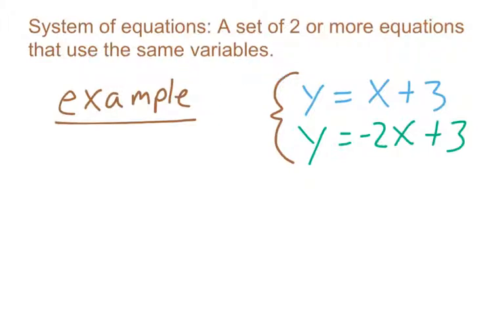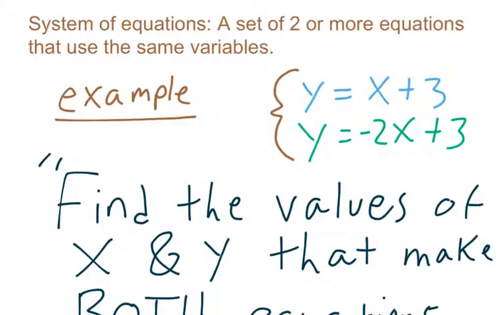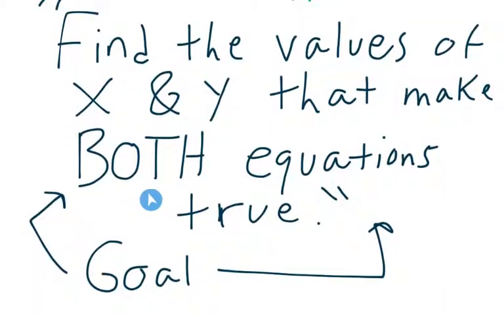That's the book's definition. All that means is you have two or more equations, in this case I have two, that you're solving at the exact same time. And usually if you have two equations, then you have to have at least two variables. So what you're trying to do is find the values of x and y, this one has x and y, that make both equations true. That's the goal of this whole entire chapter. Today we're going to look at one way you can do that.